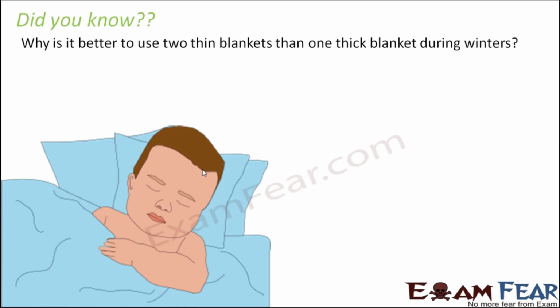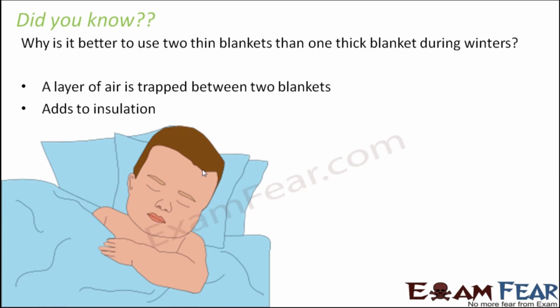Now why do you think it is better to use 2 thin blankets than 1 thick blanket during winters? Again, when we are using multiple blankets, what's happening? Between any 2 blankets, there is 1 layer of air. And air is again a poor conductor, so air will trap heat and therefore it will provide us more warmth. So a layer of air is being trapped between 2 blankets, and this will add to insulation. This will add to the warmth of our body, and that's how we will feel more warm. So if it is extreme cold, it is always better to use 2 or 3 blankets rather than using just 1 thick blanket.